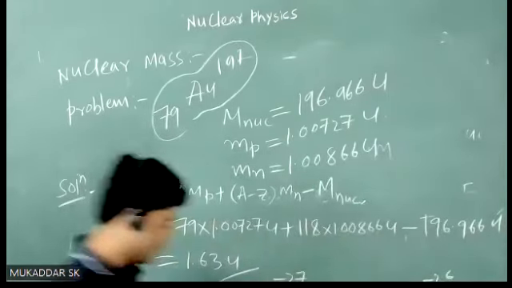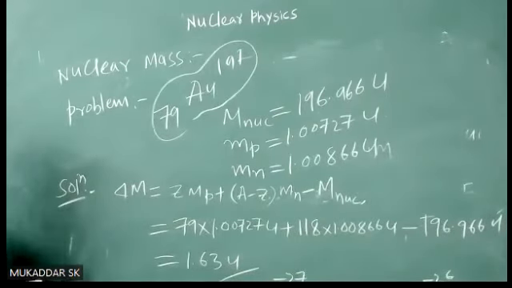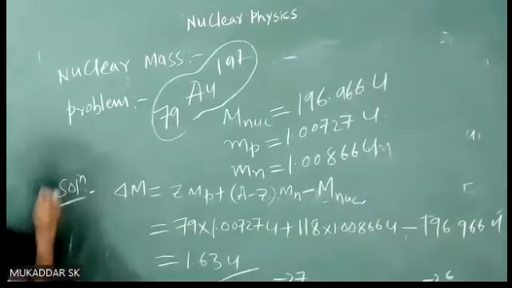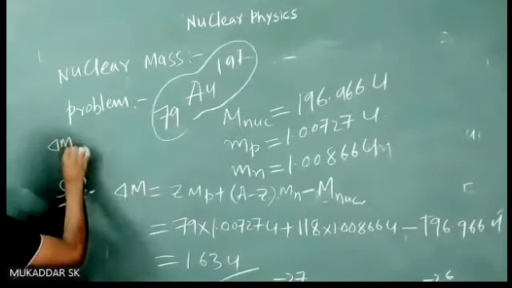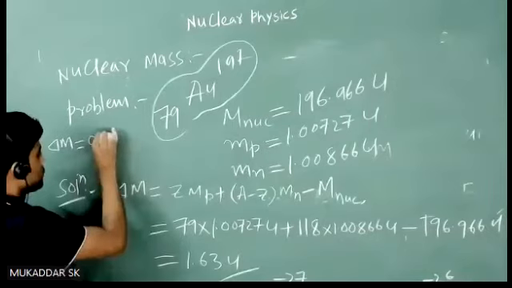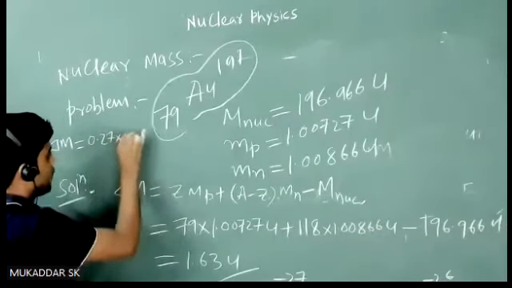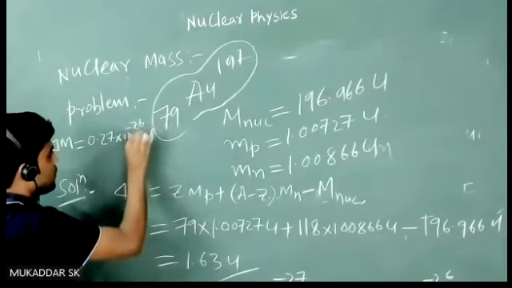Kg. Sir, can you write it above? Yes, sir. So if you calculate it in kg, you will get 0.27 into 10 to the power minus 26 kg.